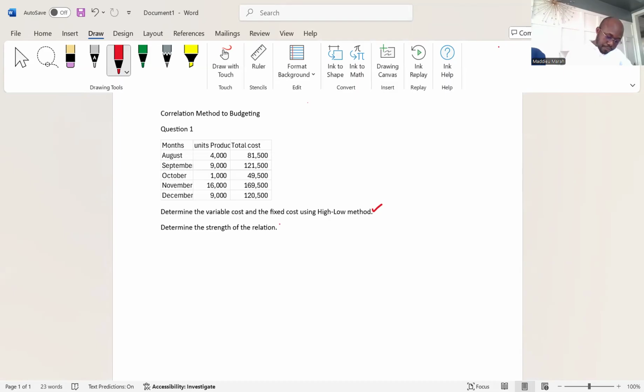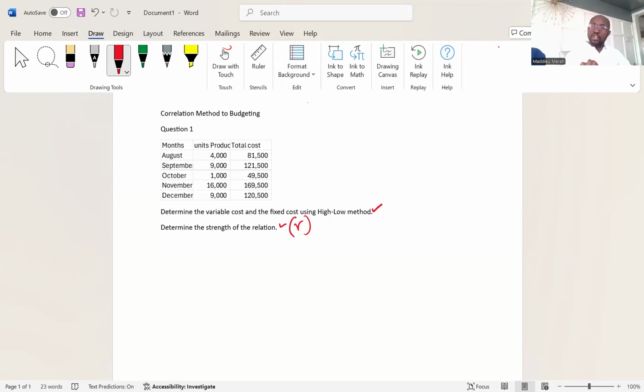And the next one, determine the strength of the relation. For strength of relation, we are looking for R, which is the correlation, as per my first lecture. So I repeat, if you are seeing this lecture for the first time, check for the part 1 correlation. Now, look, we are using the same data to determine variable cost and fixed cost per unit, and I use the same data to determine the strength of the relation. This is one of the disadvantages of the high-low method: we are selecting only two data points from this entire table.